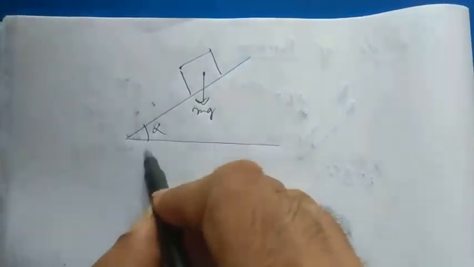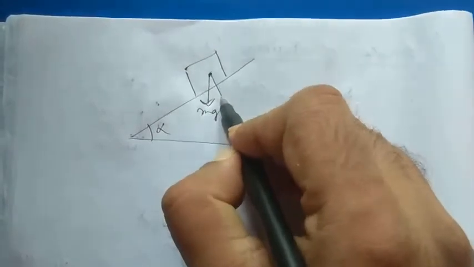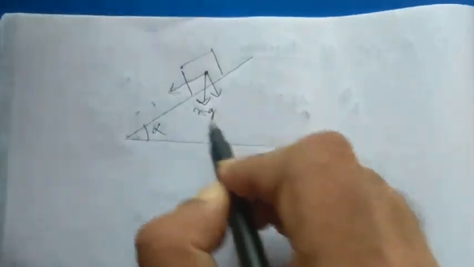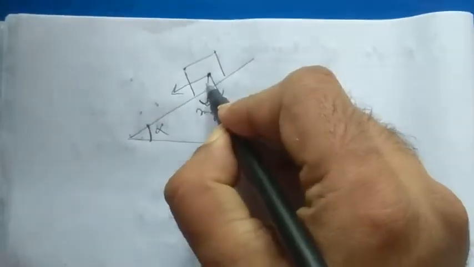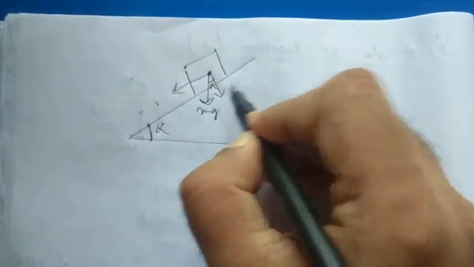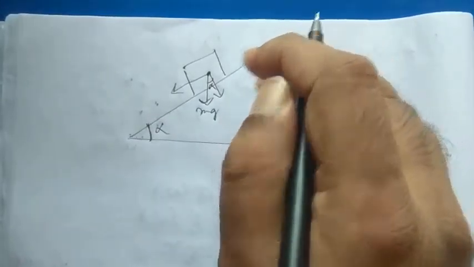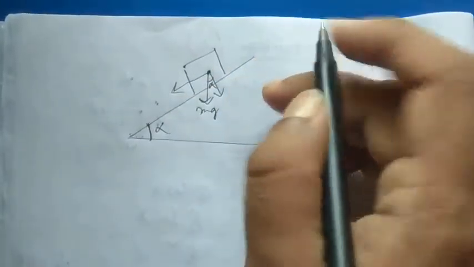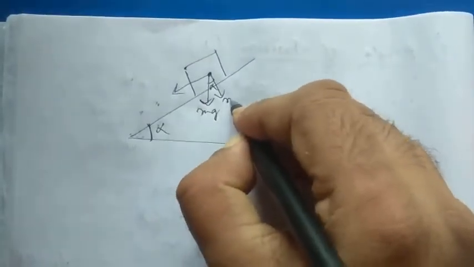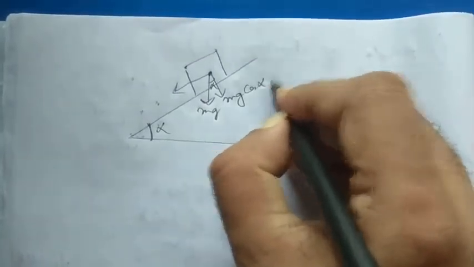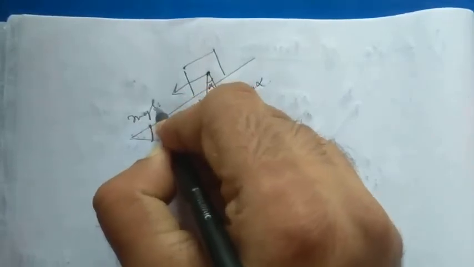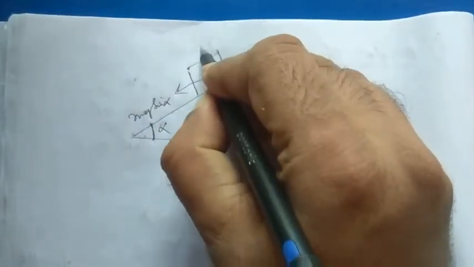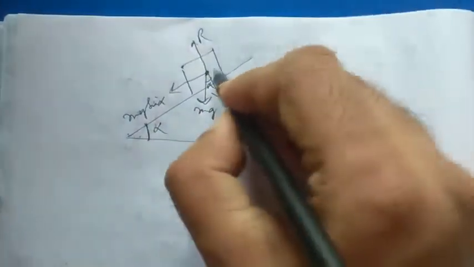This is alpha. We divide this mg into two components. Now if this is alpha, this is also alpha. We can get this value as alpha by doing simple angle calculations. Divide mg into two components, mg cos alpha and mg sin alpha. The reaction force will act in the opposite direction to mg cos alpha.